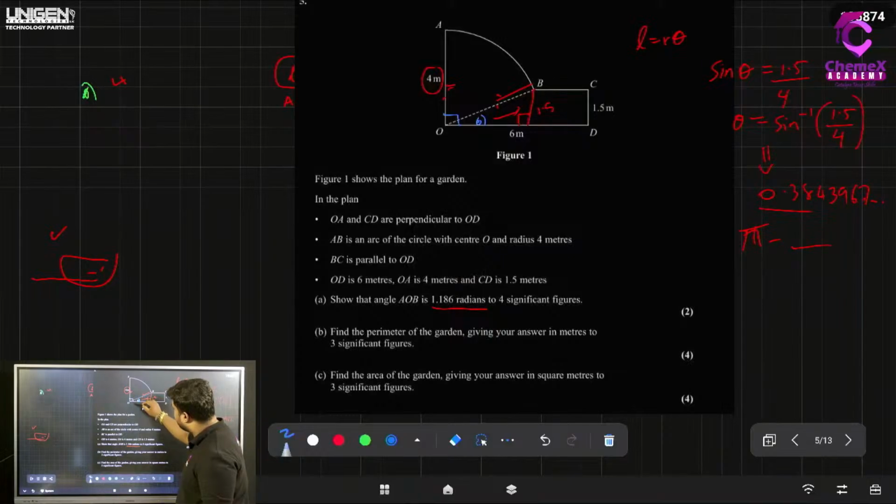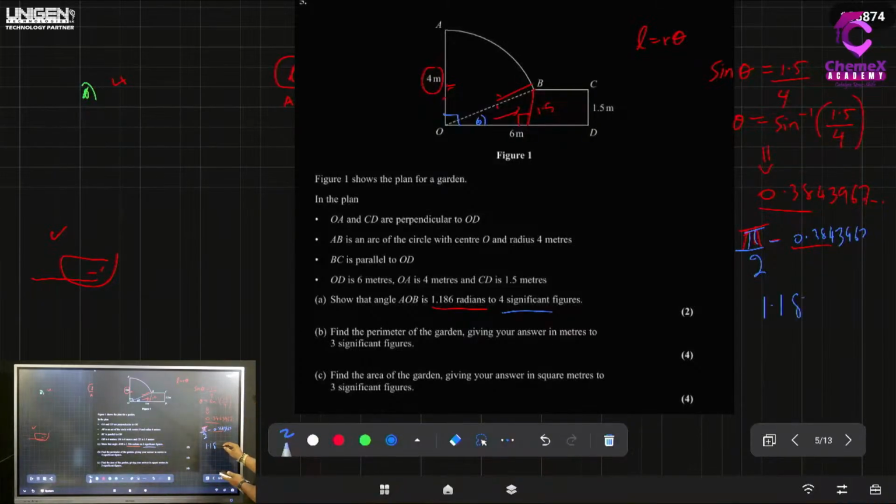Then if this is entirely 90, that means pi over 2, right? Not pi. So pi over 2 minus 0.3843967. So you have to get pi over 2 minus that answer, what you got in the calc. So the answer is going to be 1.186 to 4 significant figures. That's it. Do you understand or no? Gamita, you have any doubts with this?